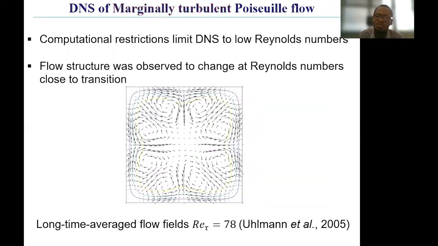This switching of the flow field, when it happens, if you average the flow over a long time interval, you get back the 8 vortex secondary flow pattern. So the 8 vortex secondary flow pattern is a composite of the 2 4-vortex secondary flow patterns.